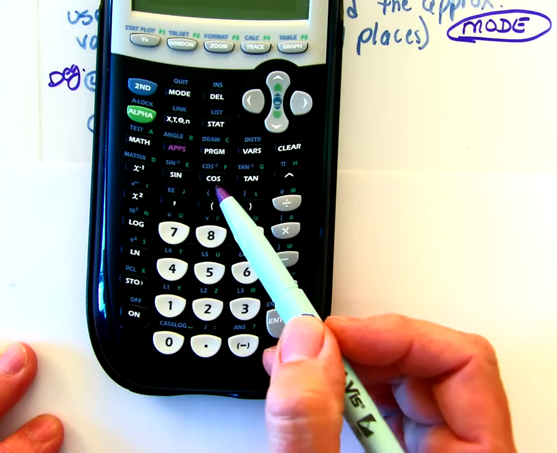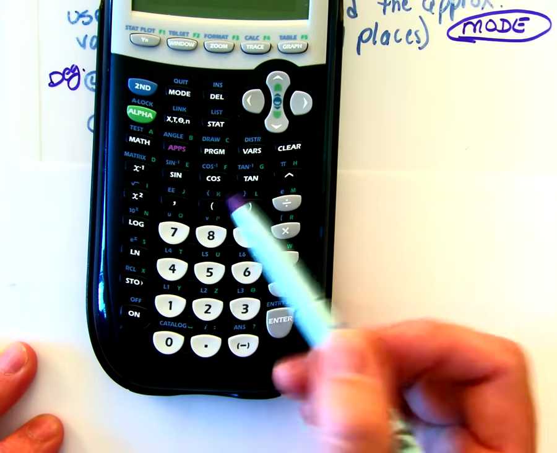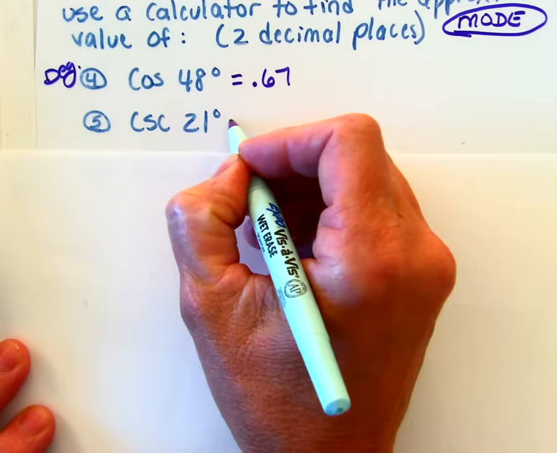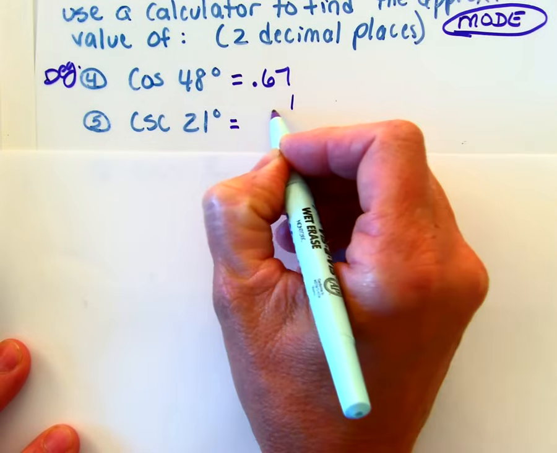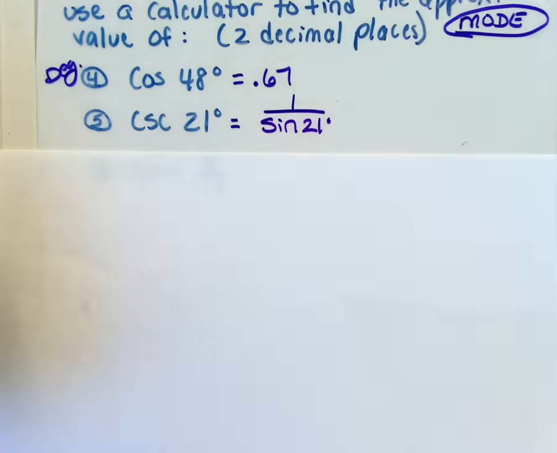Some people want to go ahead and use that little inverse that's above the cosine in blue. That's not what we're looking for here. What we have to do here is rewrite this. Remember, it's the reciprocal. So we need to write it as 1 over the sine of 21 degrees. So that's a reciprocal function. So 1 over the sine of 21.